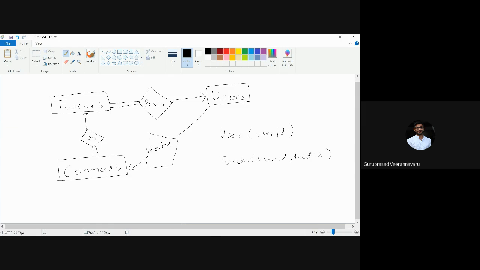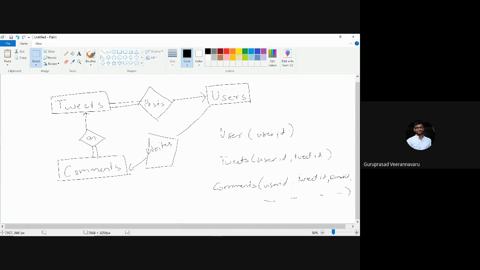So you can say comments, and whatever is the tweet user ID, tweet ID, and then comment ID, and then whatever is the value we want. So basically, this is how we keep designing the ER diagrams, and then from ER diagrams we convert to tables.